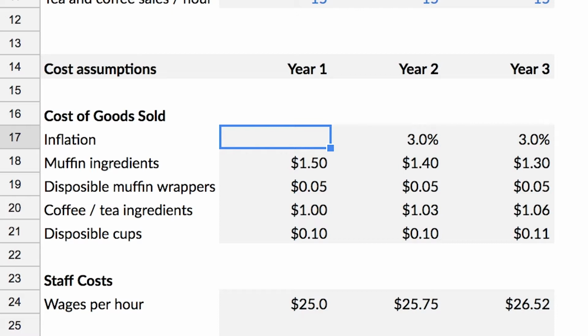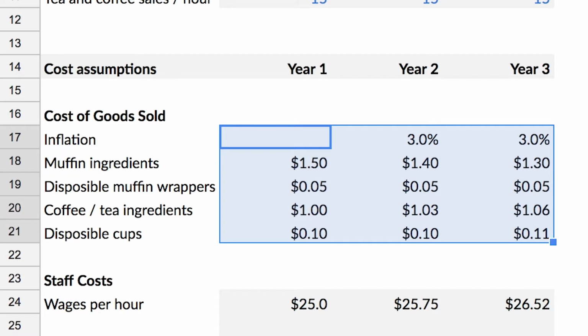So another thing to note, and this is not important in terms of the actual results, but in terms of formatting, what we typically do is we color code assumptions in blue, and we color code outputs in black.